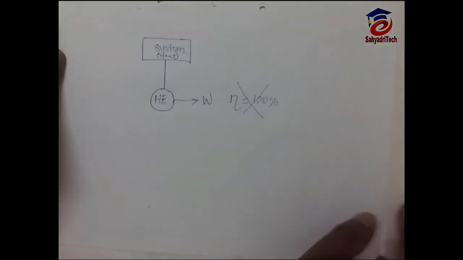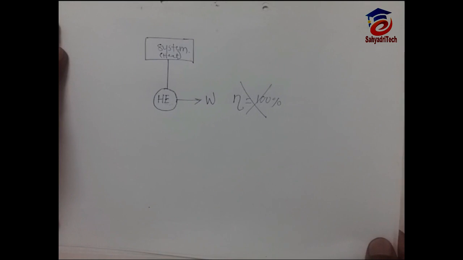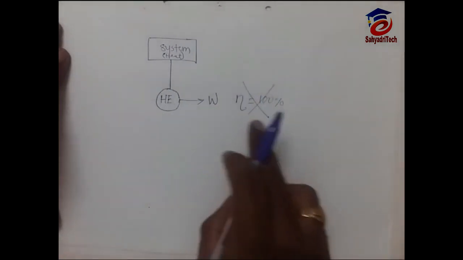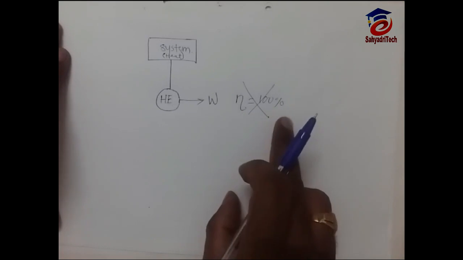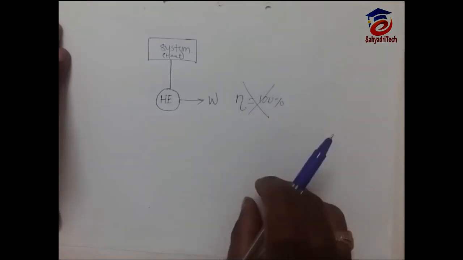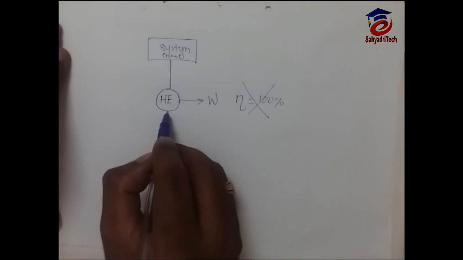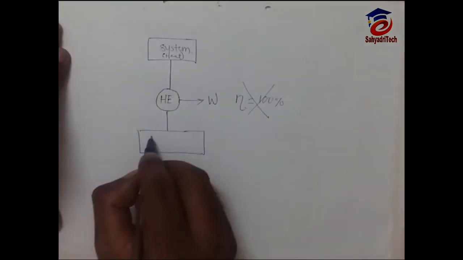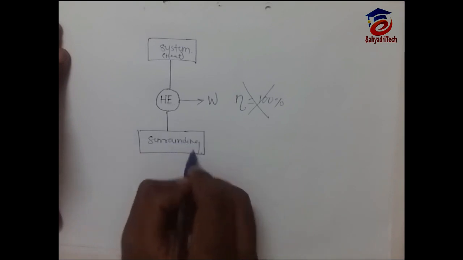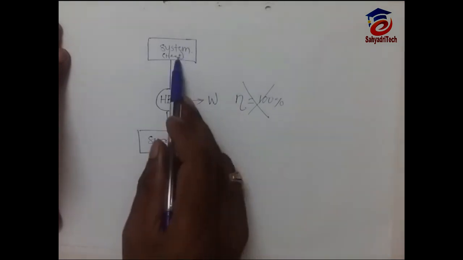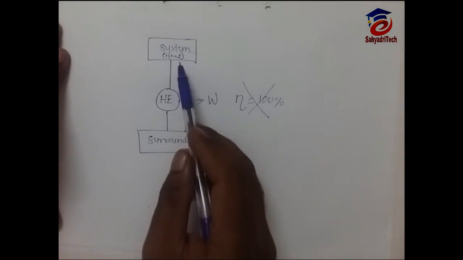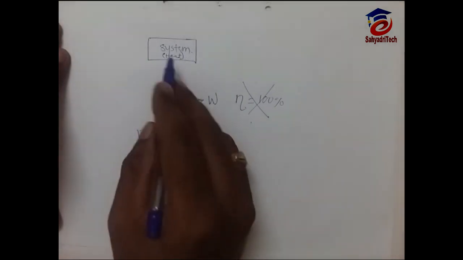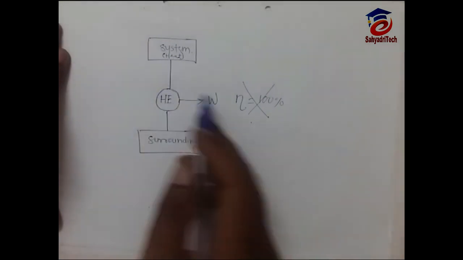That is a violation of the law of thermodynamics. We have to study the first law and second law of thermodynamics. In those laws we will study that 100% efficiency is not possible. Now why is it not possible? Because we always use the surrounding with the system. We are not using the system alone in thermodynamics. We always use the system with the surrounding, otherwise heat transfer or work transfer is not possible.